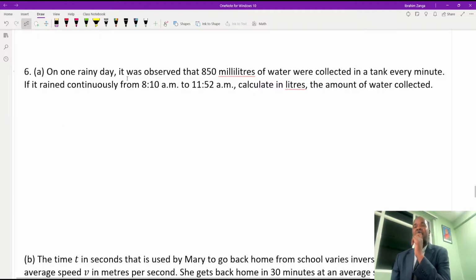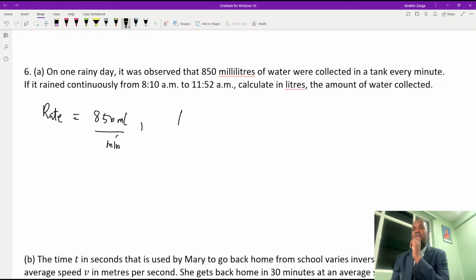On one rainy day, it was observed that 50 milliliters of water were collected in a tank every minute. So the rate of collection of water is 50 milliliters per minute. If it rained continuously from 8:10 to 11:52, calculate in liters the amount of water collected.